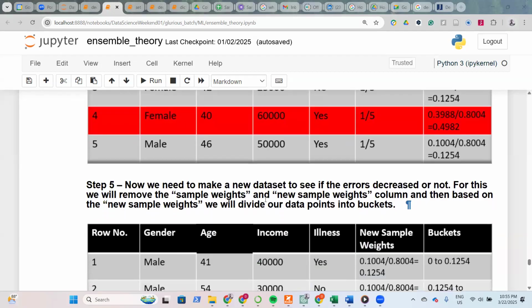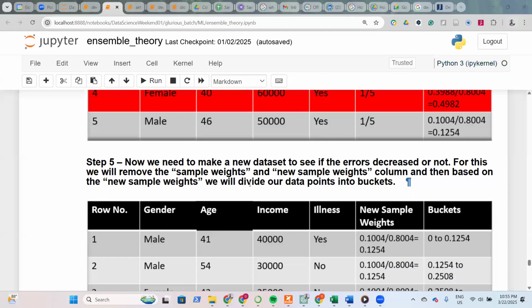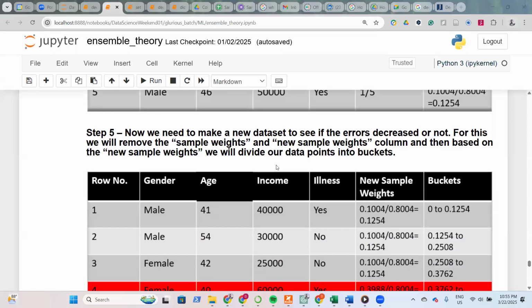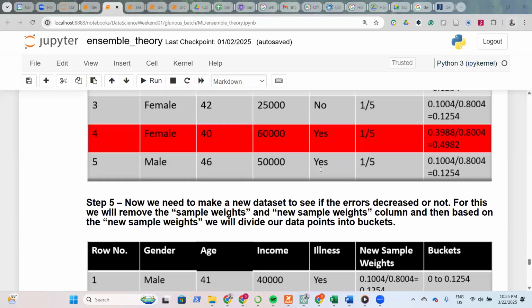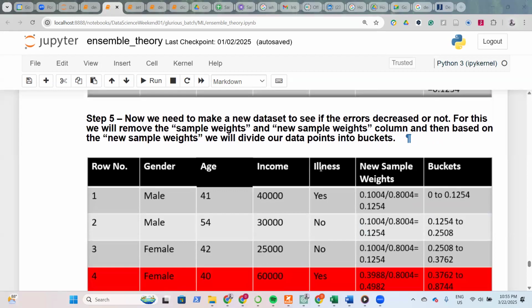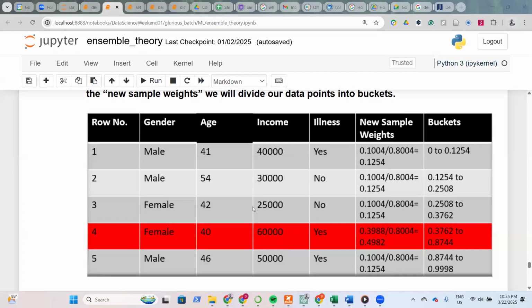Now we need to make a new data set to see if the errors decrease or not. For this, we will remove the sample weight and new sample weight column, and then based on the new sample weight, we will divide our data into buckets. I'm calling them buckets because that's what you easily understand. A bucket is like a range, okay? We need to put each record into a range. Let's see what is going to happen. I used to love this step when I was looking at how this algorithm works because it's so intuitive and nice.